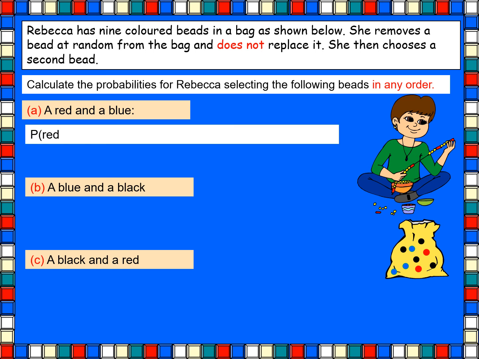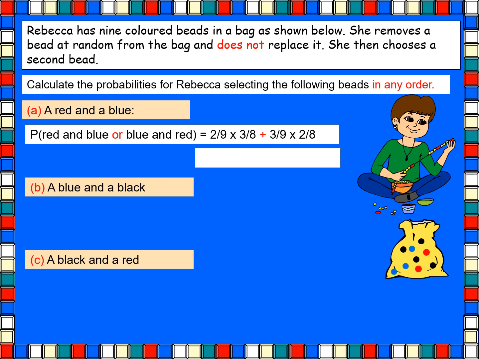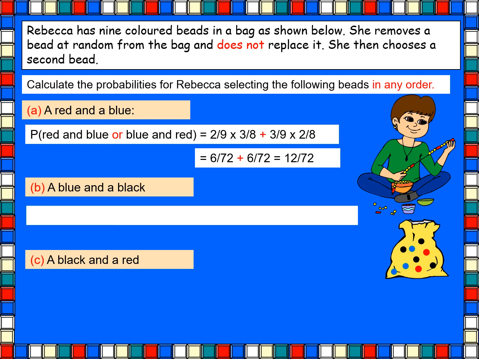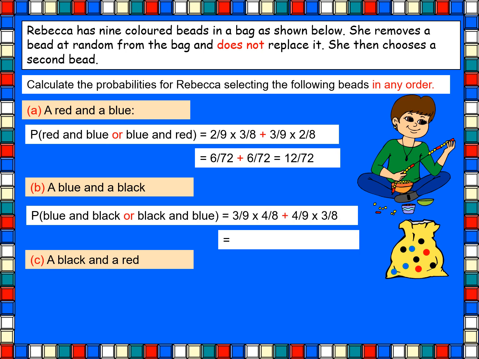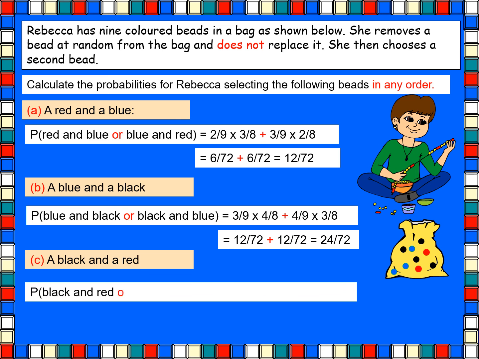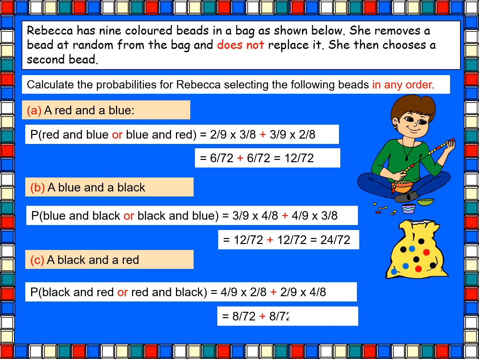First of all, a red and a blue, as we said, could be red and blue or could be blue and red. And when we work out both probabilities and add them together, we get the answer 12 out of 72. Blue and black or black and blue gives us the answer 24 out of 72. And finally, the probability of black and red or red and black, because of the either order, could be 8 out of 72, add 8 out of 72, which is 16 out of 72.